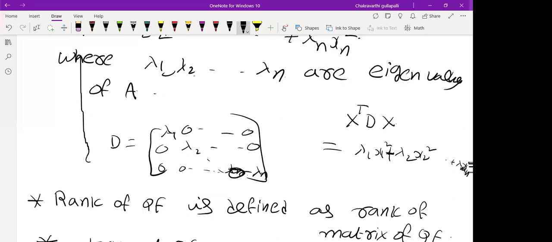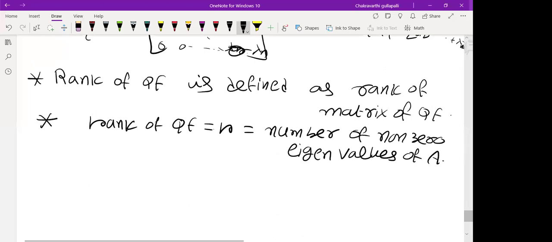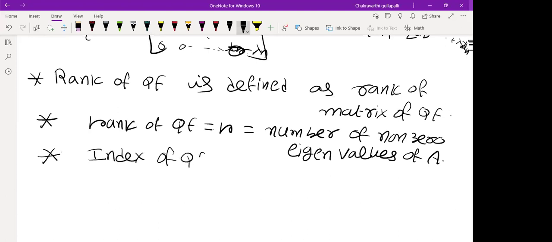So there are two ways of finding the rank. One is to get the matrix of the quadratic form, reduce it to echelon form, and find the rank of the matrix. Or, if you know the eigenvalues, count how many non-zero eigenvalues there are. That gives the rank of the quadratic form, denoted by r. Then, what is the index of a quadratic form? It is denoted by small p and is the number of positive eigenvalues.